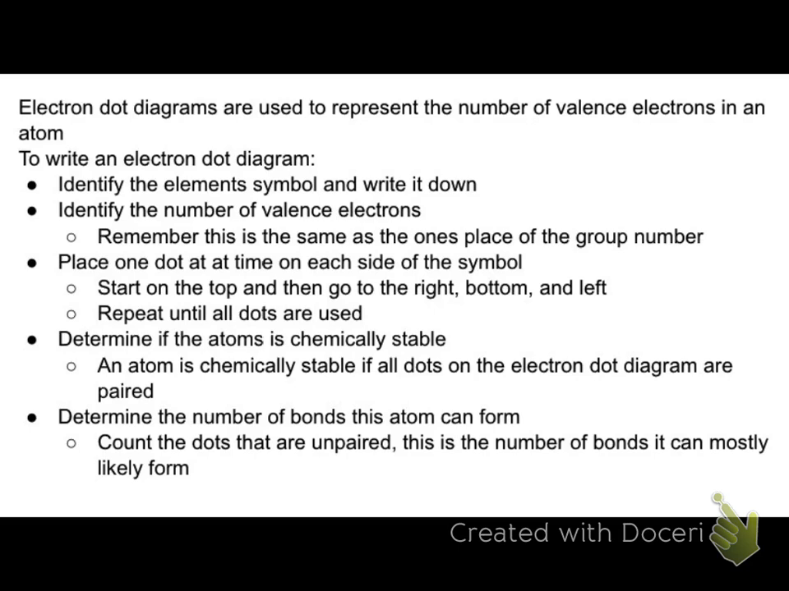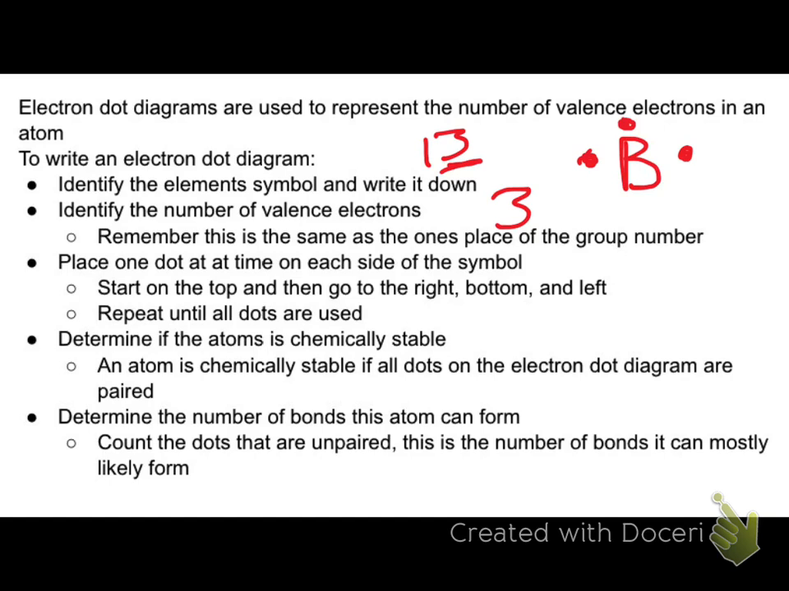So let's do an example. If I look at the periodic table, let's say I'm going to take boron. The symbol for boron is B. I look at the periodic table, it's in group 13. So if I look at the ones place of that, I know it has 3 valence electrons. So based on this, I'm going to draw my dots. 1, 2, 3. So 3 dots.